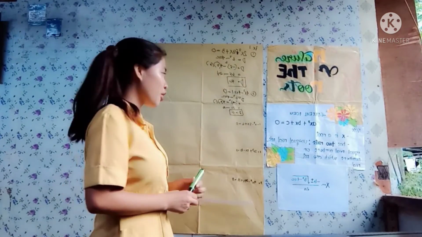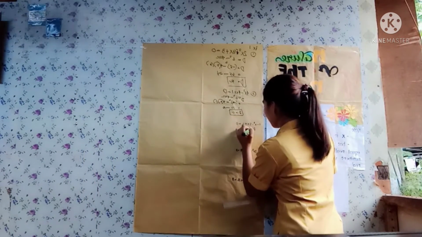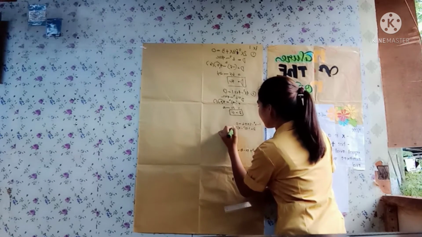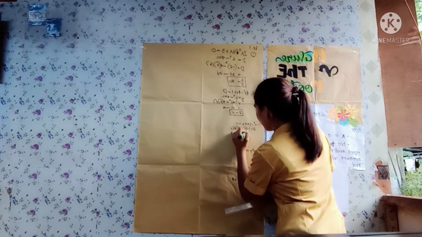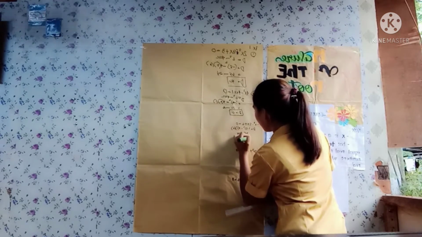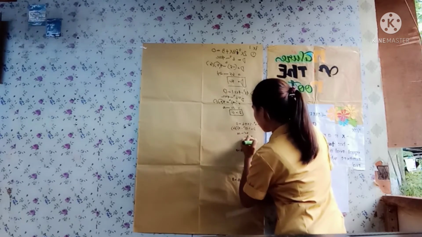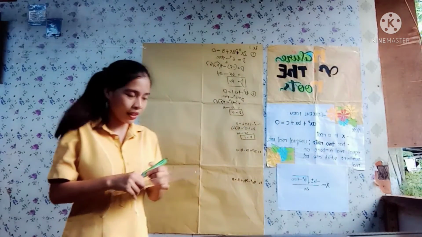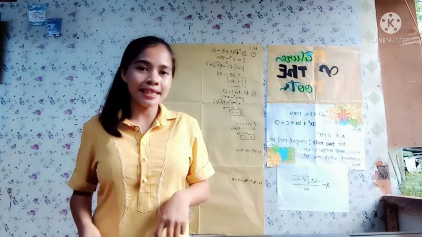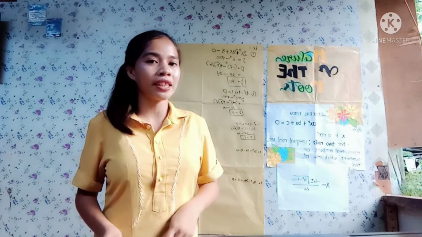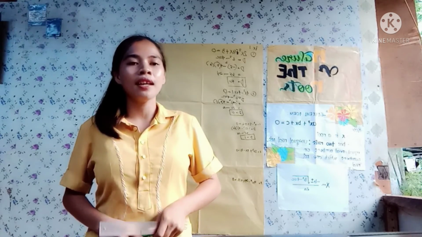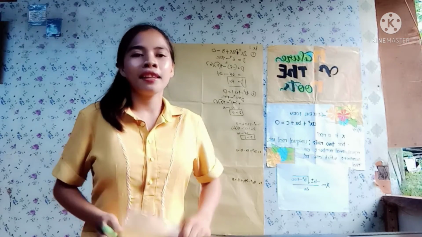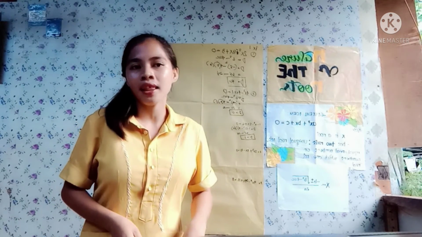So, to get the discriminant, we have b squared, which is negative 5 squared, minus 4 times 1 times 6. So, we have 25 minus 24. So we have the discriminant of 1, and since our discriminant is greater than 0 and it is a perfect square, and our a and b are rational, therefore the roots of the equation are unequal and rational.